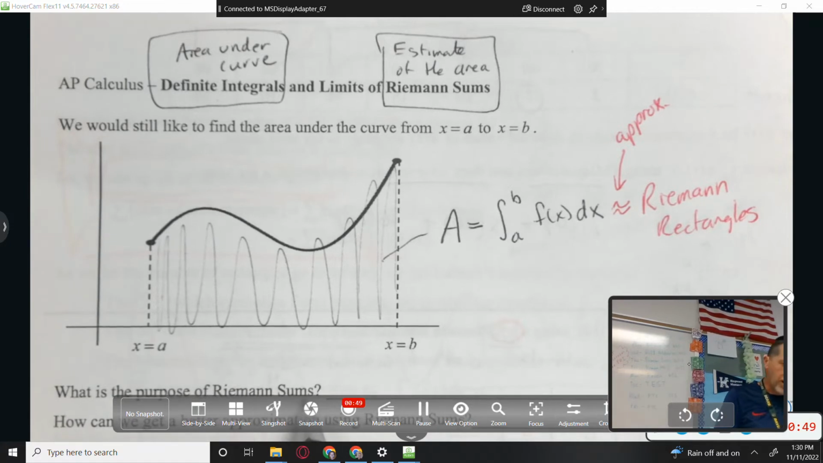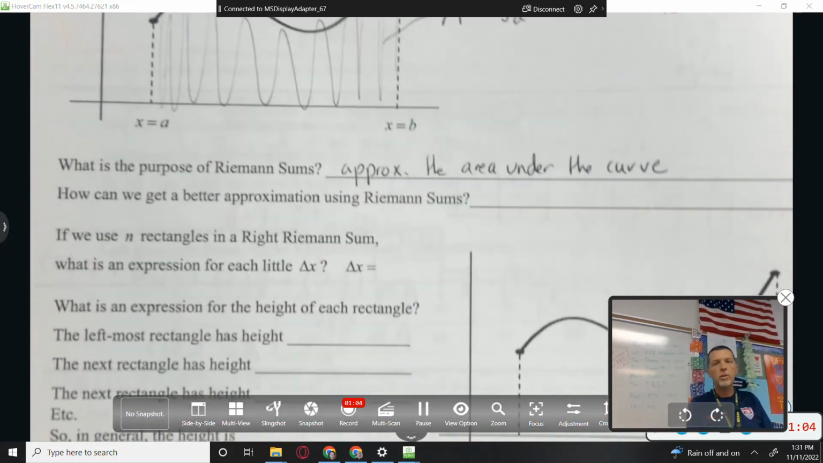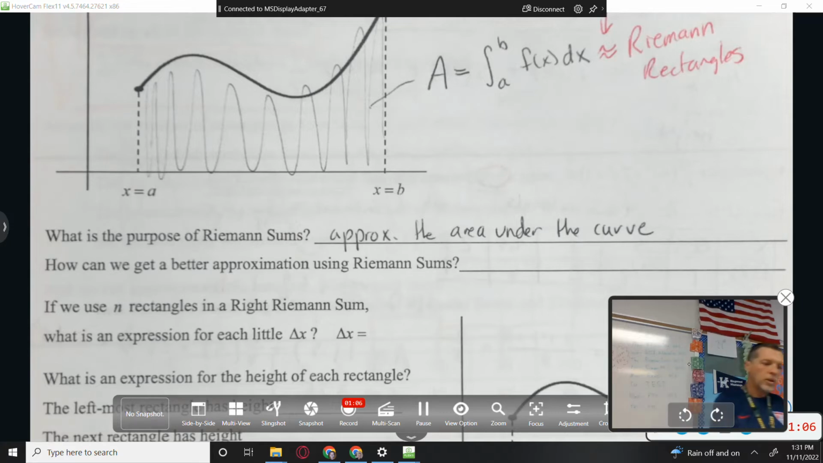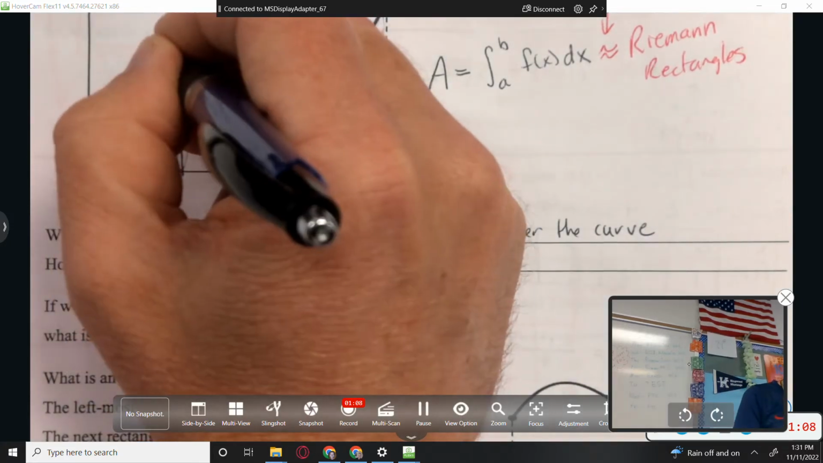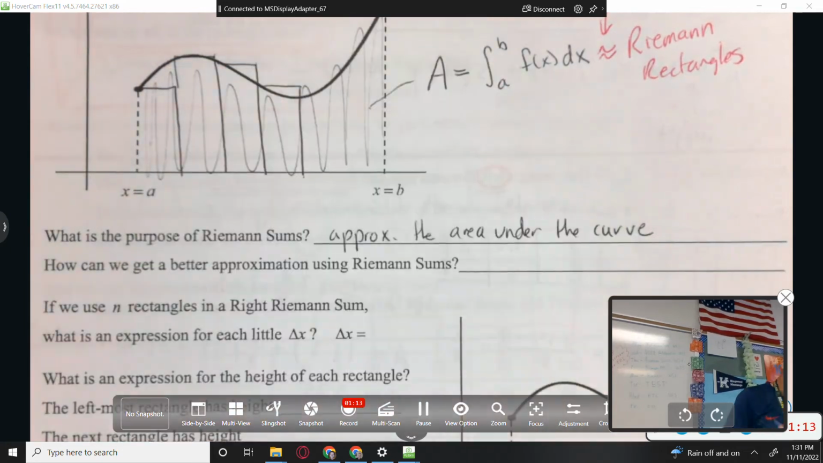So now we can start answering these questions. What's the purpose of Riemann sums? Approximate the area or estimate the area under the curve, right? Under the curve. So we will approximate the area under the curve with rectangles. Well, maybe they're left rectangles. That's what I'm drawing there.